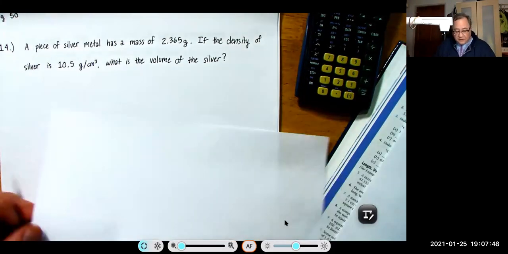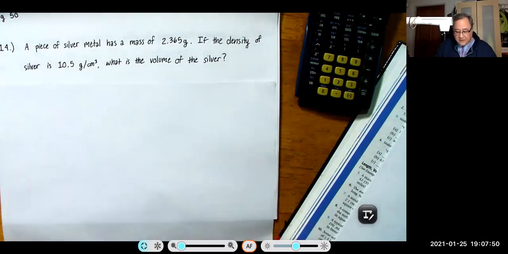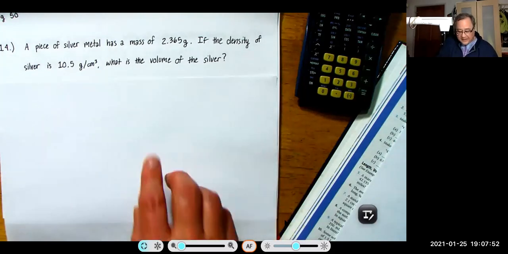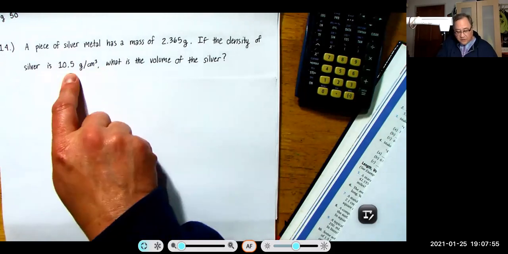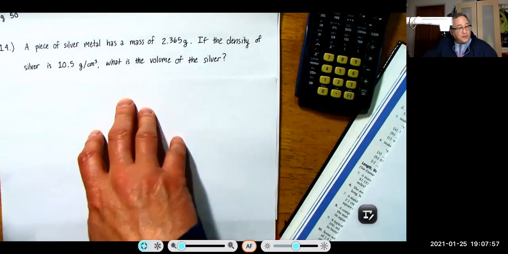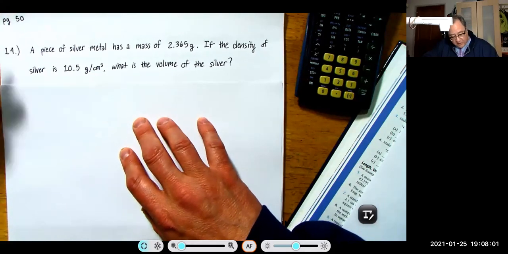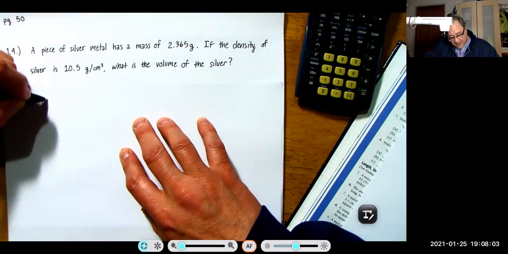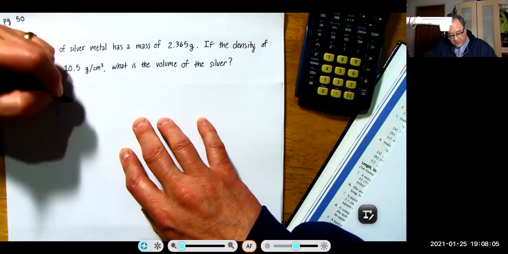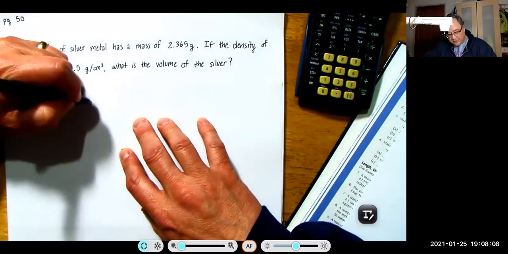A piece of silver metal has a mass of 2.365 grams. If the density of silver is this, what is the volume of silver? I'm going to show you 2 ways to do this. So I'm going to use the conversion factor method. So I want to take my 2.365 grams and turn that into centimeters cubed, a volume.